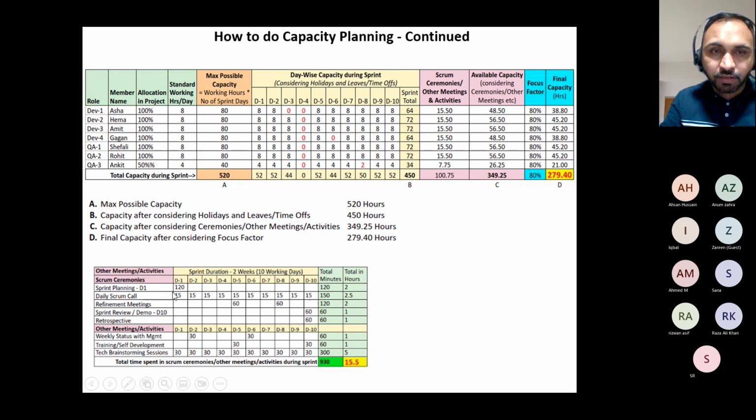Sprint planning on day one, right? And Scrum calls of 15 minutes, they're adding up right here, 2.5 hours. Then the refinement meeting, a 60-minute call 2 times a week, 2 hours right here. So these are all the things that you break down and put your numbers on, and you can bring up really great capacity planning after running those numbers.